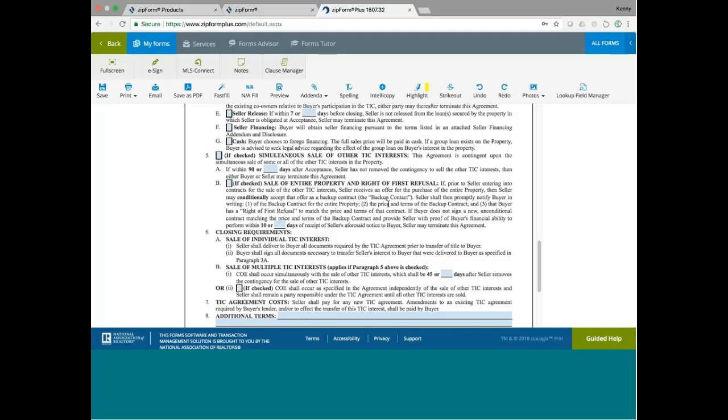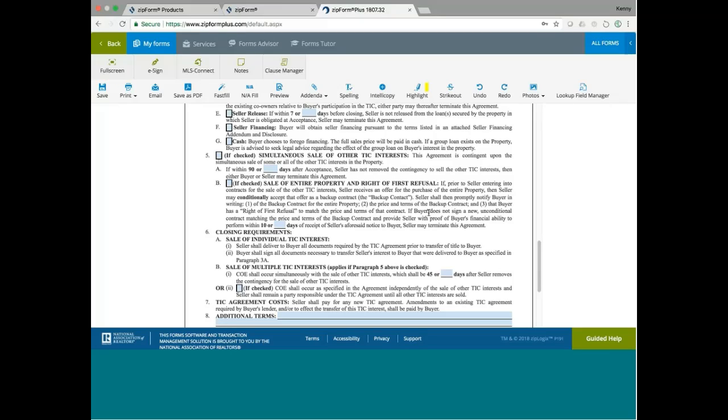contract. The buyer does not sign a new unconditional contract matching the price and terms of the backup contract and provides seller with proof of buyer's financial ability to perform within 10 days receipt of seller's aforesaid notice to buyer, seller may terminate this agreement.